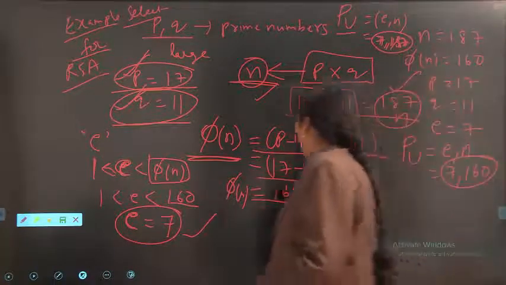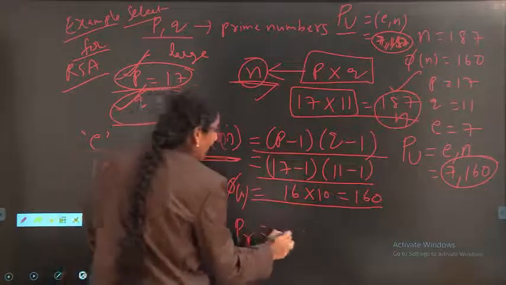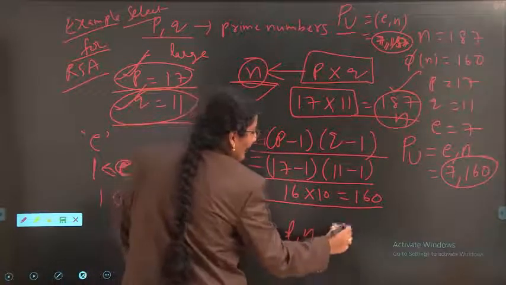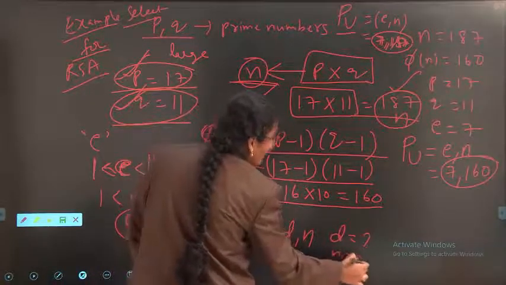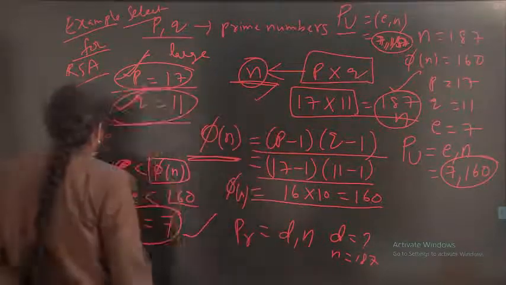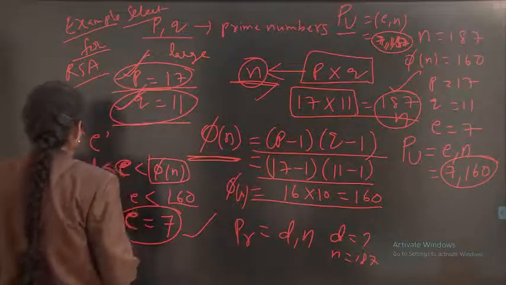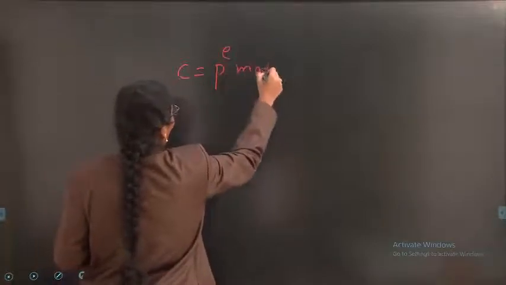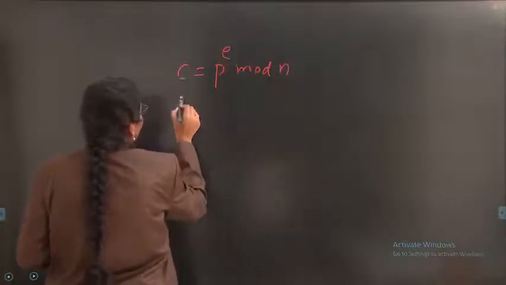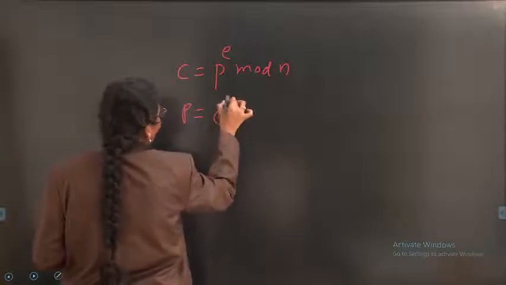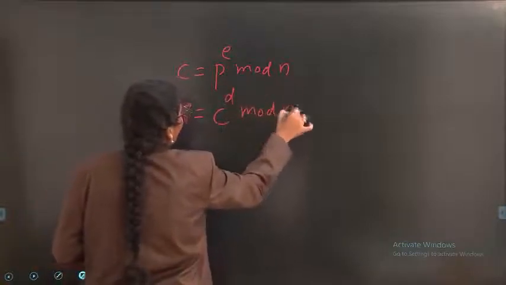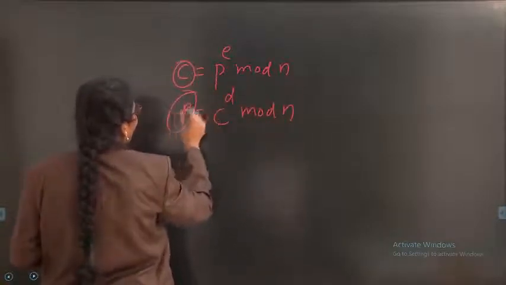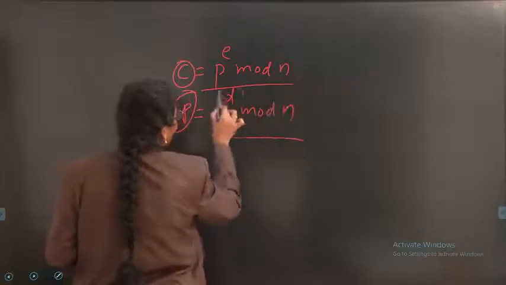Now I want to calculate the private key. The private key is d comma n. The d value I don't know, the n value is 187. Now what are the formulas I have? Ciphertext equal to plain text power e mod n. Then plain text equal to ciphertext power d mod n. To calculate ciphertext and plain text, I have all the values except the d value.